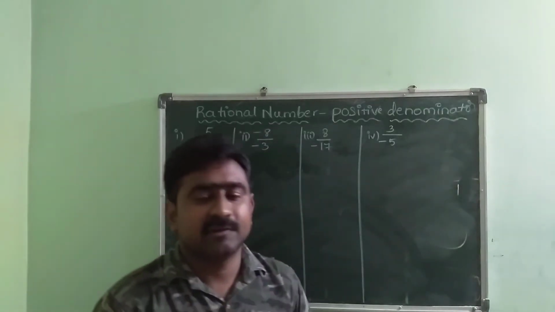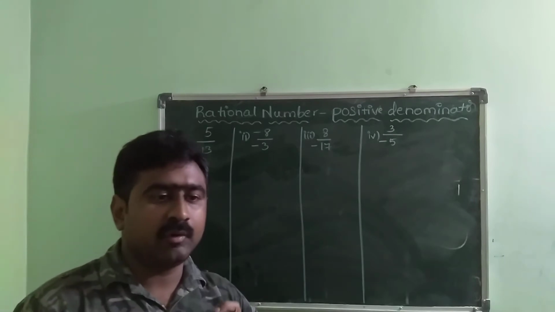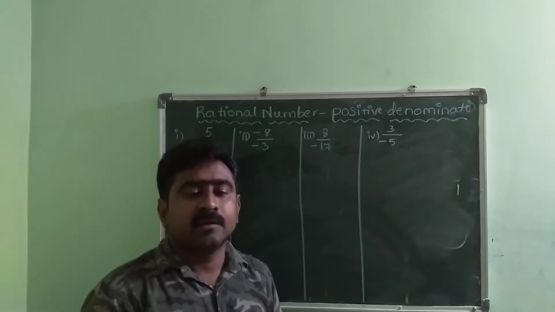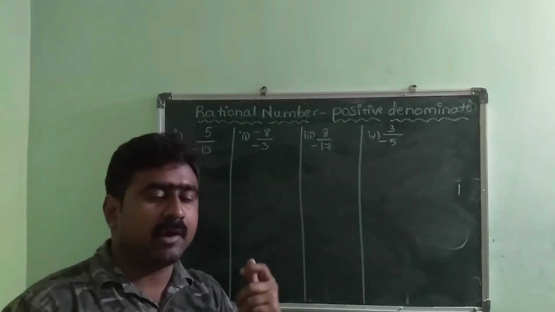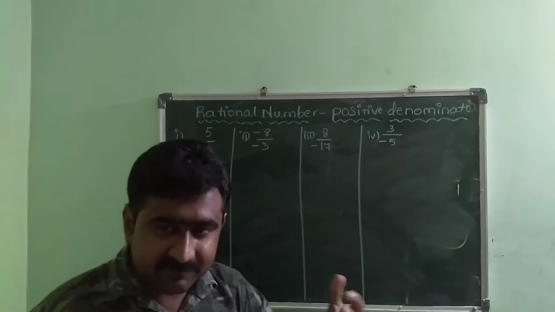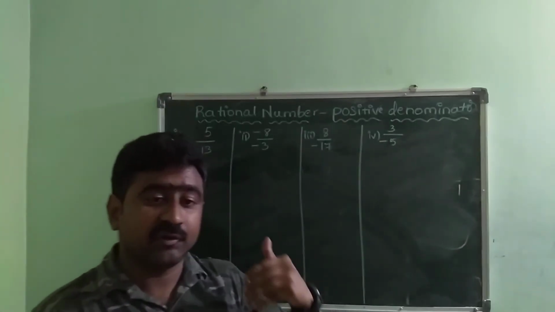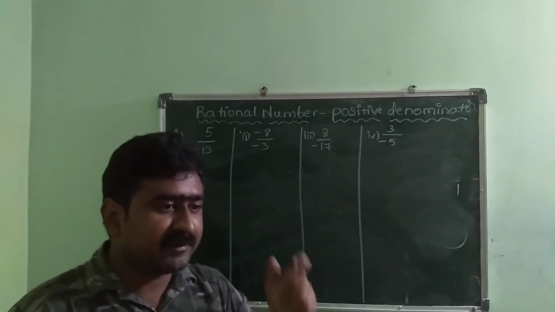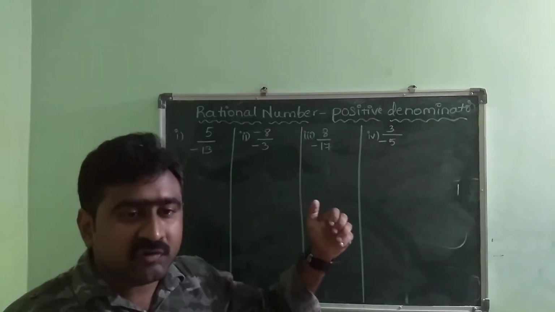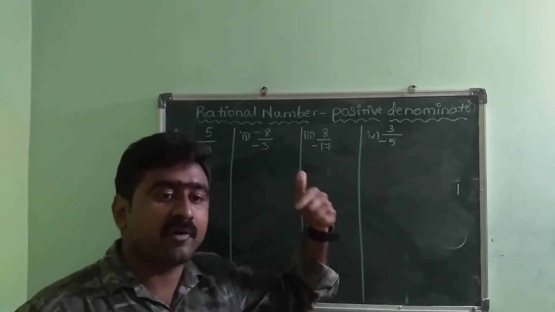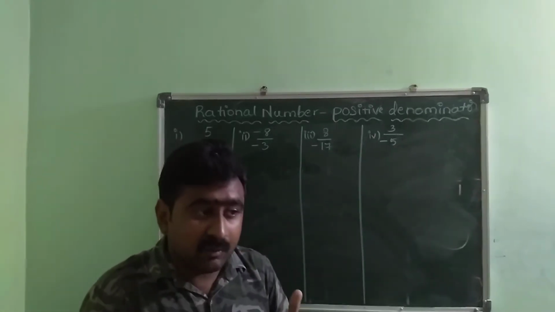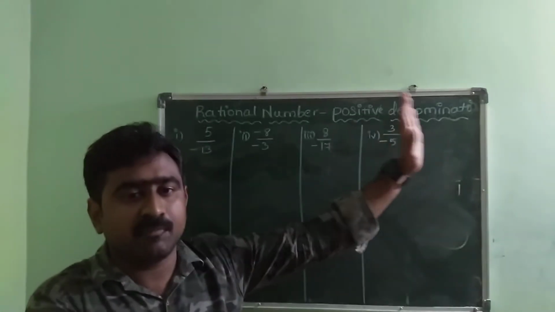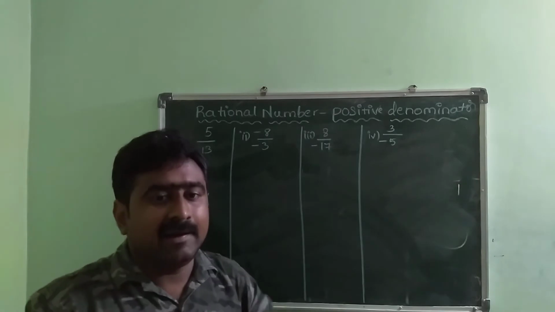So today in this session we are going to discuss how to express the given rational number with positive denominator. Okay. In the previous video classes we discussed how to express the given rational number with a positive numerator. But right now in this session we are going to discuss how to express the given rational numbers with positive denominators. In the previous session positive numerators were completed, but right now we need to concentrate on expressing the given rational numbers in terms of positive denominators. So now let us start the procedures.